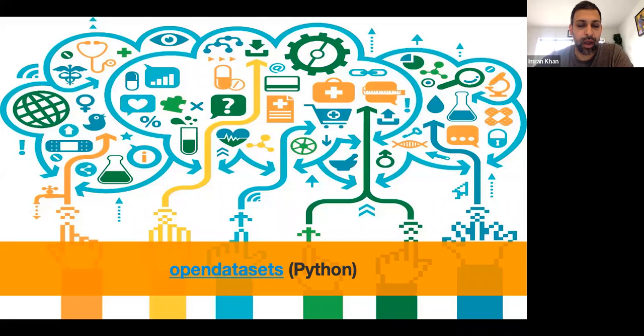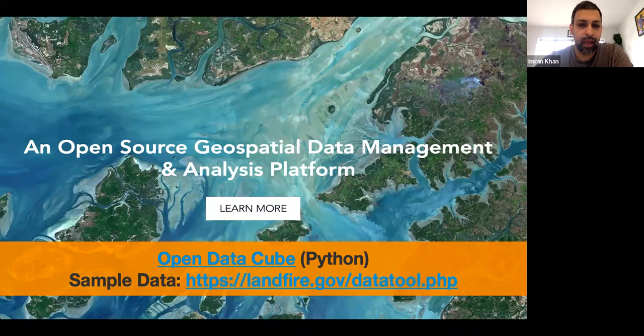There are a number of different libraries in Python. Open data sets is one that allows you to, again, manage open data, work with open data, clean open data, do various transformations of open data. There is a library called Open Data Cube. That is a library that focuses specifically on how to manage open data that is geospatial informed.